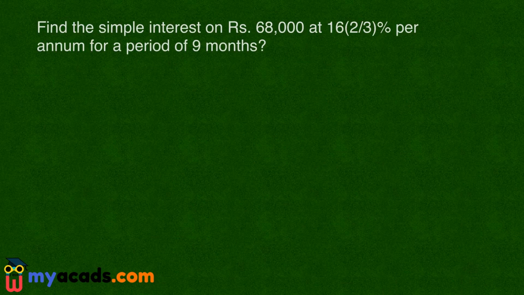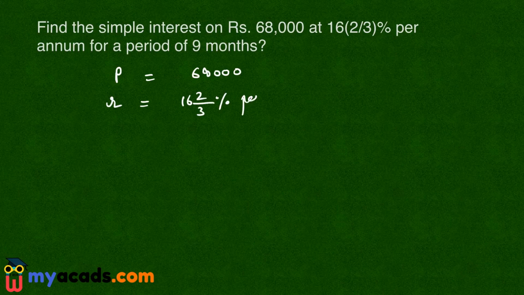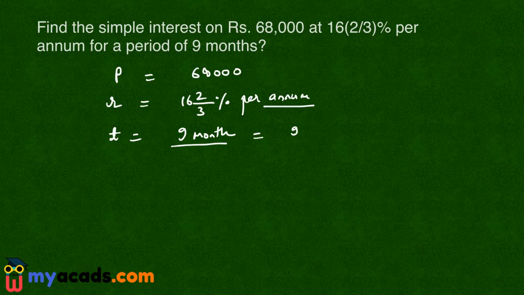My question says, find the simple interest on rupees 68,000 at 16 2 by 3% per annum for a period of 9 months. So the principal is 68,000 and the rate of interest R is 16 2 by 3% per annum, and the time period T is given as 9 months. Now the rate of interest is per annum and time is in months, so I will convert this time into years. So it is 9 by 12 years.